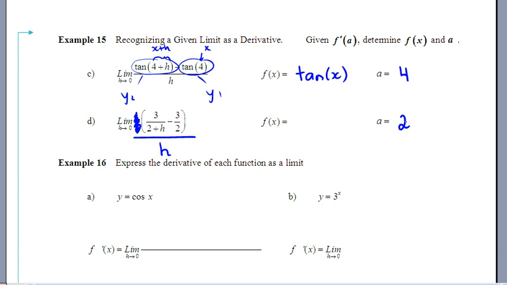So what function are they playing with? That one. Stare at it a little bit. I think they're playing with 3 over x. So 3 over 2 and 3 over 2 plus h.